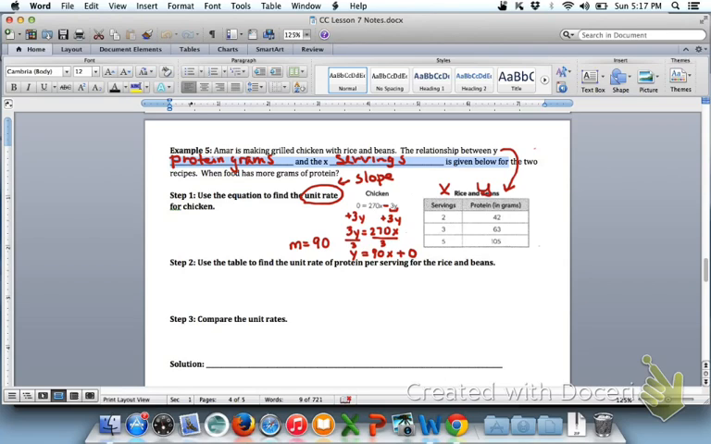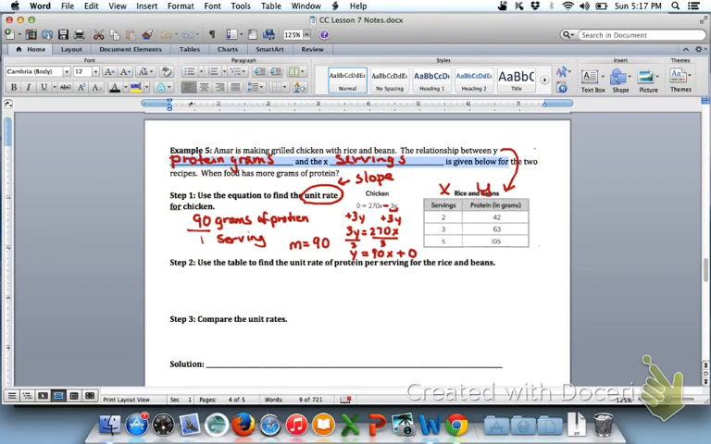And if we look at our y and then our x values, that is 90 grams of protein over one serving, or per serving. And then we would use the table to find the unit rate for the rice and beans.